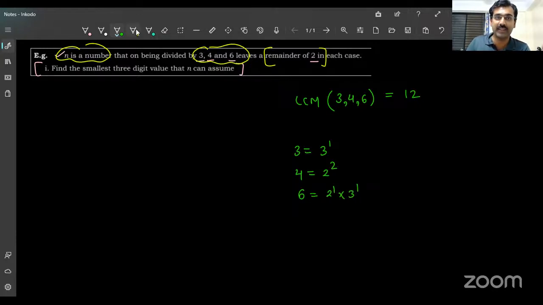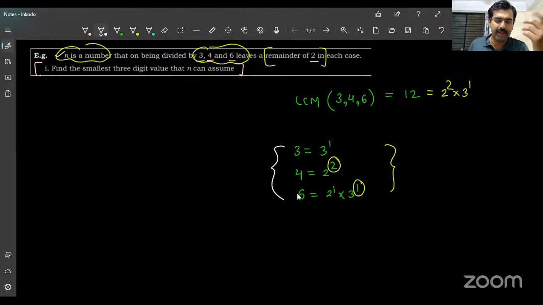Now, if you start taking the higher powers of the prime factors, so 2 has the power 2, 3 has the power 1. So 2 to the power 2 is 4, 4 into 3 is 12, which is what I have written over here. That is something which you can easily conclude through common sense as well. But this is the standard operating procedure while evaluating the LCM of certain given numbers.